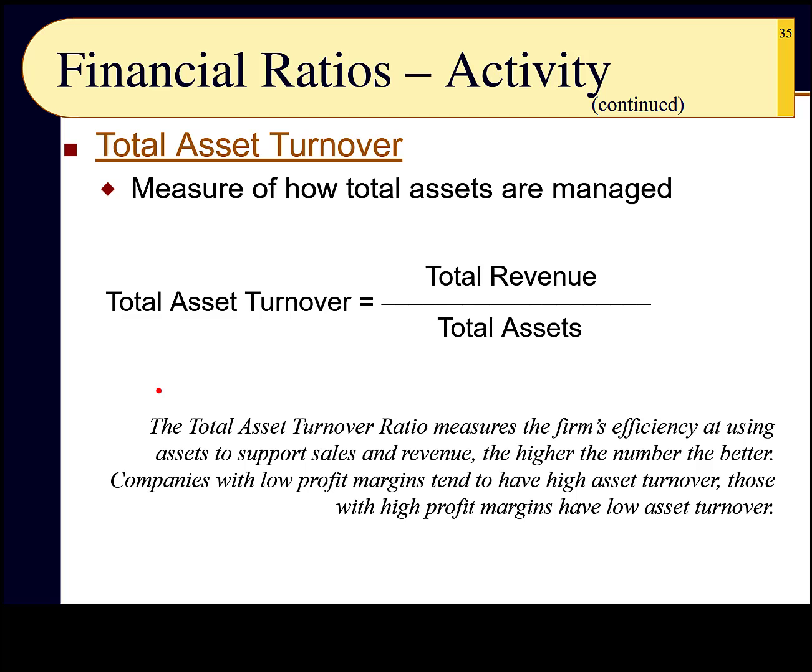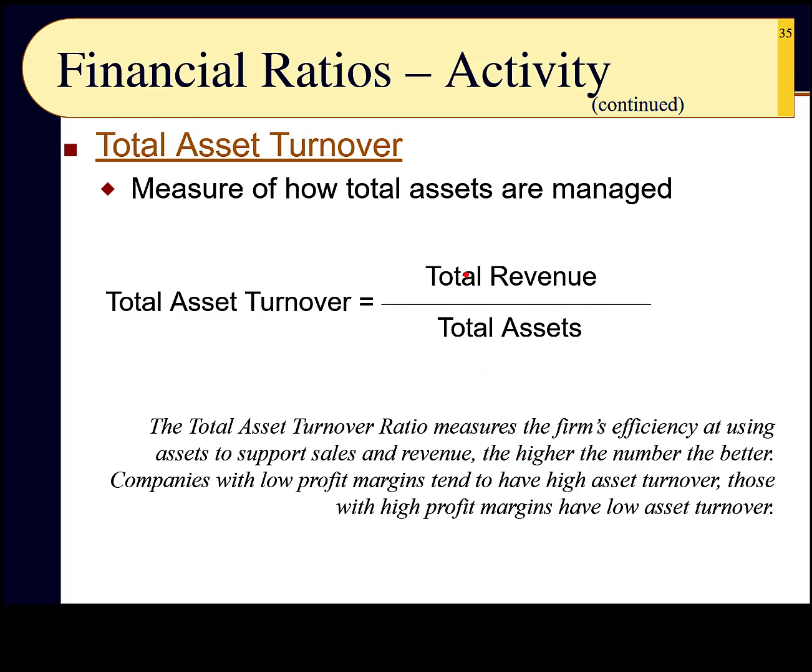Okay, back to the next one, which is the total asset turnover. Now, this one's going to be a whole lot smaller because we take the top line number and we divide it by the total assets. The total asset turnover ratio measures the firm's efficiency at using assets to support the sales and revenue. Obviously, the higher the number, the better. Some companies have low profit margins. They tend to have high asset turnover.